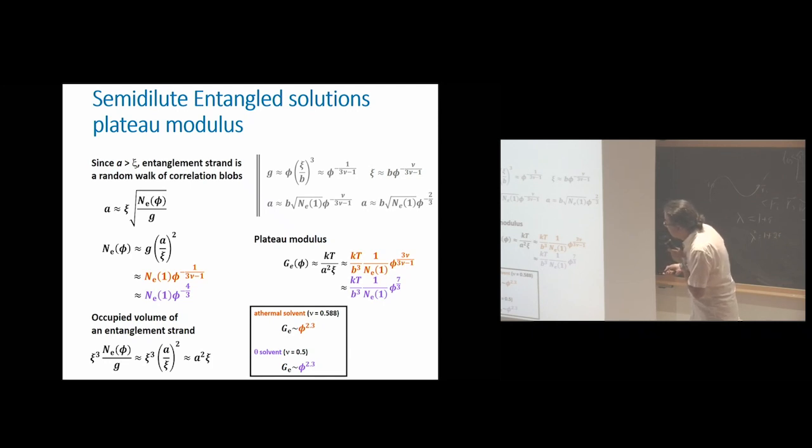It's important to understand that the occupied volume of an entanglement strand is not A cube, because in A cube there are many chains, so the volume is A square xi. So the Plateau modulus is the energy kT per volume A square xi. This gives, for a thermal solvent, the exponent phi to 3 nu divided by 3 nu minus 1, and for a theta solvent phi to 7 divided by 3. So again this concentration dependence is practically the same, phi to 2.3 roughly. I think you often saw this relationship if you work on hydrogels or other elastic systems.